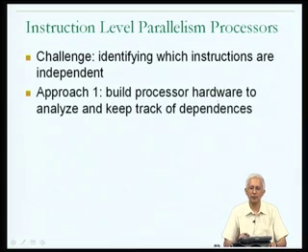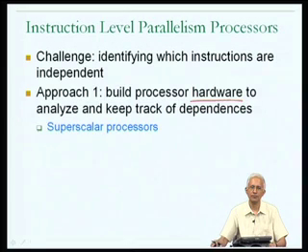The first approach is to actually design the hardware so that the hardware itself analyzes the independence between instructions, and if there are dependencies, it keeps track of the dependencies in order to make sure that instructions which are dependent do not move through the pipeline and cause the execution of the program to be incorrect. So the management of the instruction level parallelism is done by the hardware in this first approach. And the name given for these kinds of processors is to call them superscalar processors.